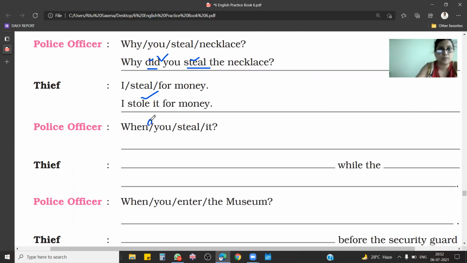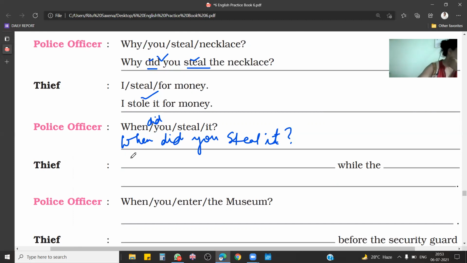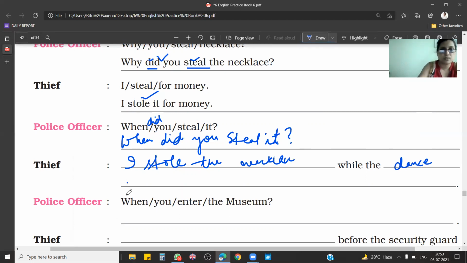When did you? Now here it should be did. Simply write, when did you steal it? Question tag. Now, when did he steal? When the dance party was going on, right? So, I stole. The thief is saying, I stole the necklace while the dance party was going on. Full stop.